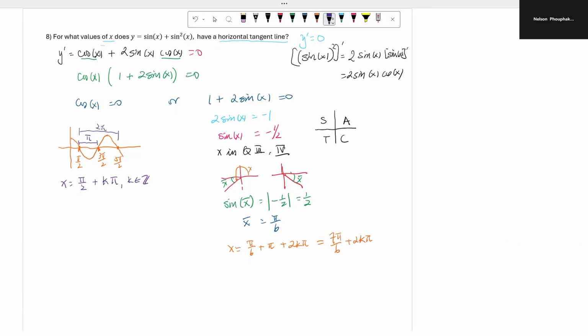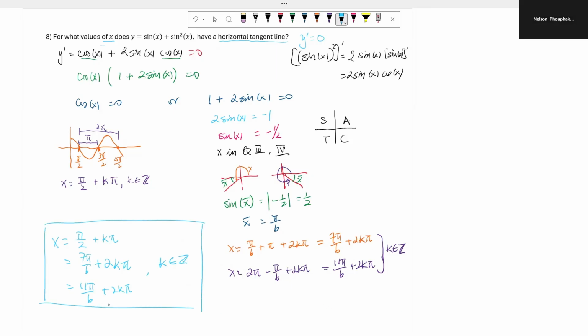The one in quadrant 4 will be x equals 2 pi minus pi over 6 plus 2k pi, which is 11 pi over 6 plus 2k pi, where k is an integer. So the result that we have is x equals pi over 2 plus k pi, 7 pi over 6 plus 2k pi, and also 11 pi over 6 plus 2k pi, where k is an integer. Okay, that is it for this lecture. Thank you.